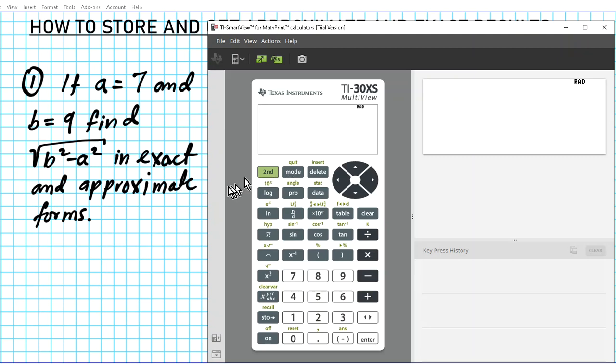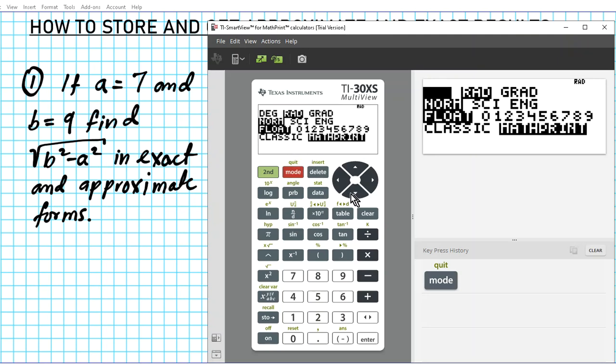So how do we know the exact format? You press the mode button in the calculator, and then you scroll down to the fourth row. You notice that the sequence of buttons I'm pressing are appearing on the right side here, so you can keep track of it. And then move your cursor one space to the right. Math print represents exact format, and classic represents approximate form. If your answer is in an irrational format, then it will be rounded for you.